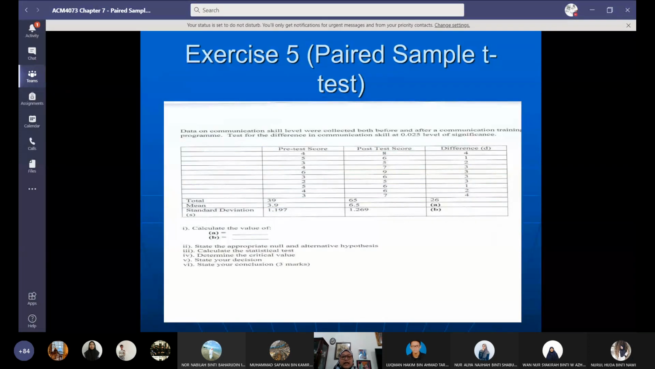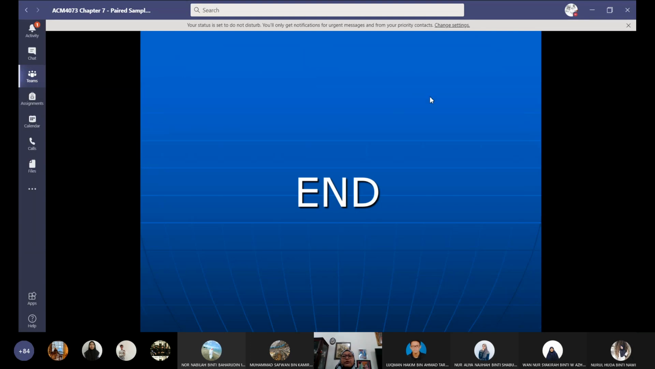This is just an exercise. You can have other exercises too, for you to be familiar with the calculation. But in SPSS, you don't have to calculate them because the software itself will calculate it for you. So that is for the first lecture. Okay, that is the first lecture.